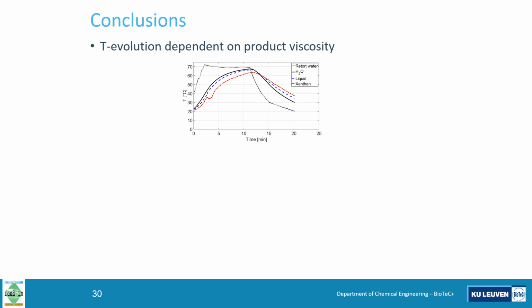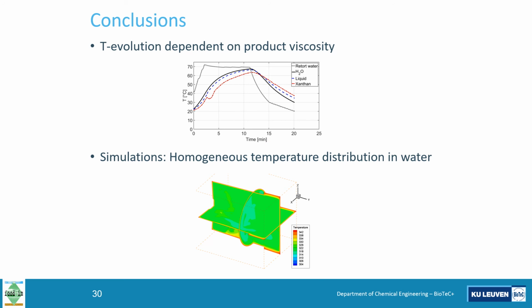Then to conclude, first of all, we saw that the temperature evolution was dependent on product viscosity. This is the graph I showed before. And secondly, we saw from the simulations in the distilled water that we were able to achieve a homogeneous temperature distribution inside this water. It's of course positive.